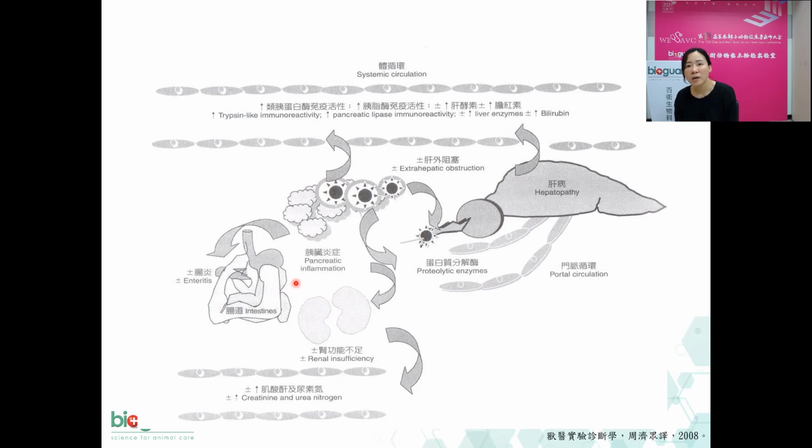Moreover, because lipase and amylase are cleared by the kidney, if the animal has kidney function insufficiency, we can also find a change, basically an elevation of BUN or creatinine. So it's a summary picture to help us overview what will be observed within the blood if the animal has pancreatitis.